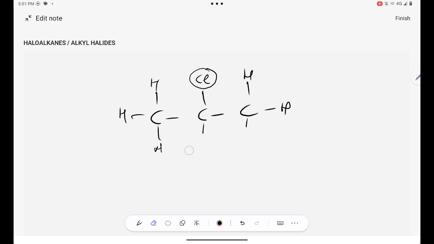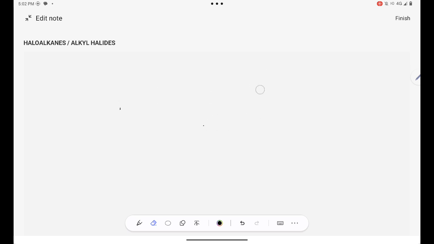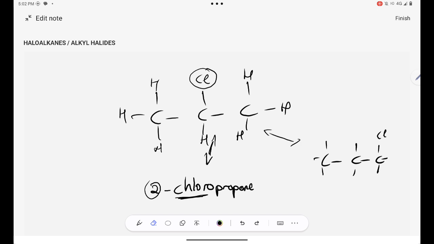The suffix part is determined by the number of carbons on your longest chain. Remember, we had chloropropane. Chloropropane simply means that since we have 3 carbons on our longest chain, the suffix will be propane. But on the prefix part, you need to mention whatever you've added to your propane. We have added a halogen. The name of the halogen is chlorine, and hence we will say it's chloropropane.